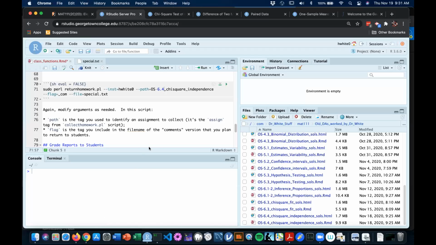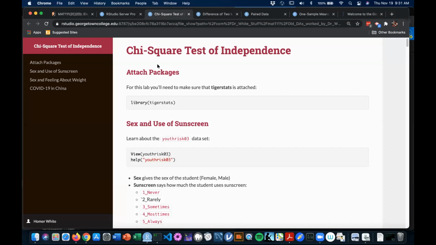And we'll pull up the HTML of the solutions, which are over in the old DAs worked by Dr. White. So I've got them already up. Here they are.